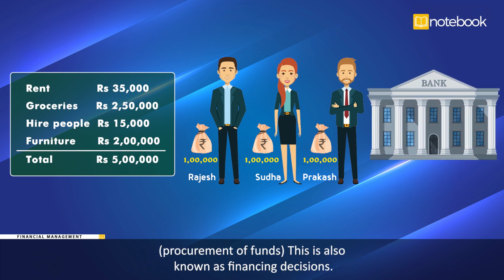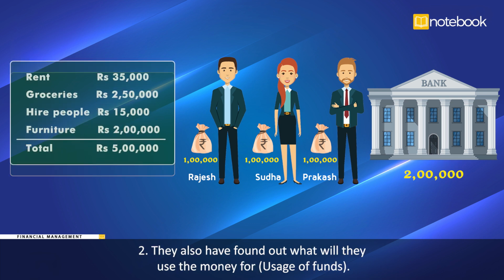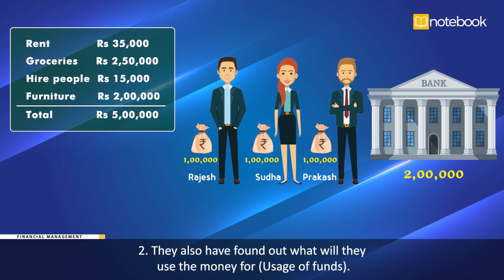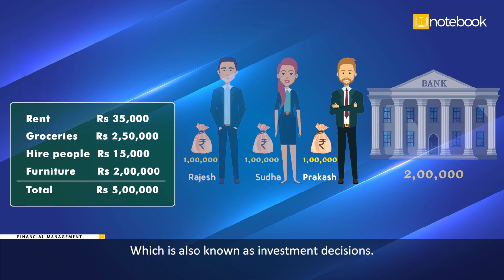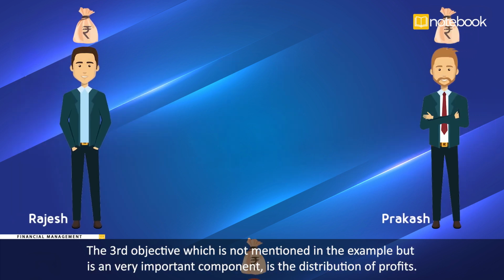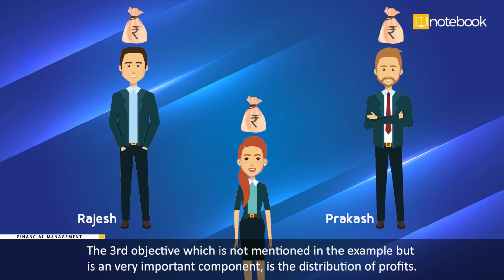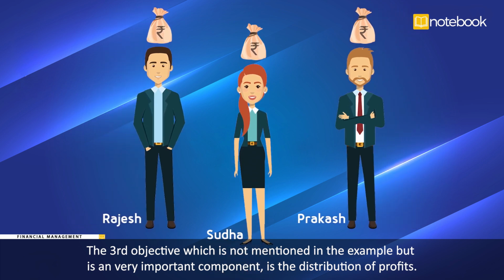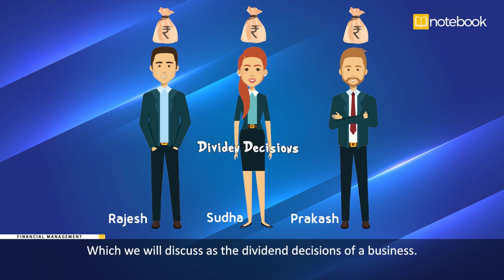Procurement of funds. This is also known as financing decisions. They also have found out what they will use the money for. Usage of funds, which is also known as investment decisions. The third objective, which is not mentioned in the example, but is a very important component, is the distribution of profits. When and how much is to be distributed amongst the owners, which we will discuss as the dividend decisions of a business.